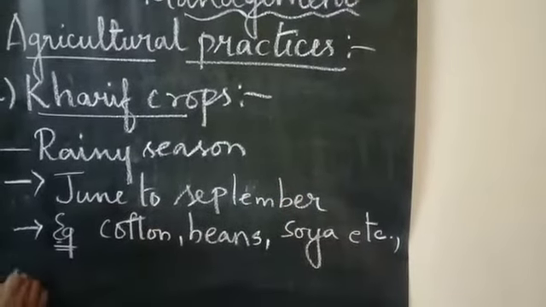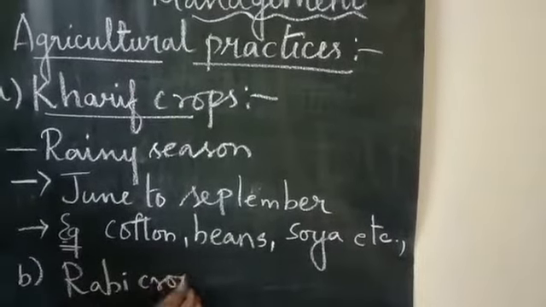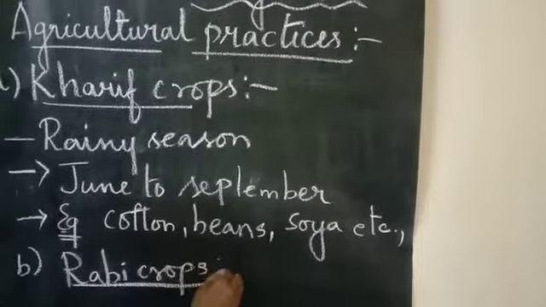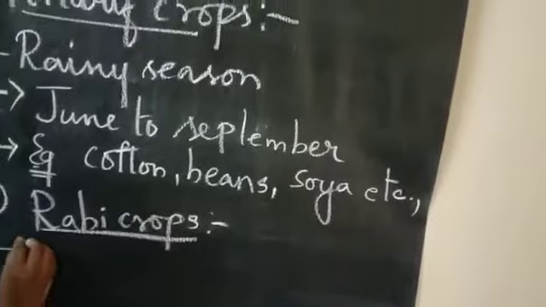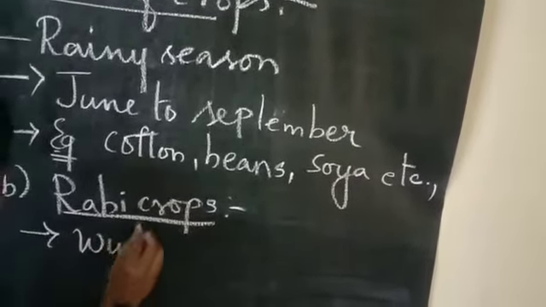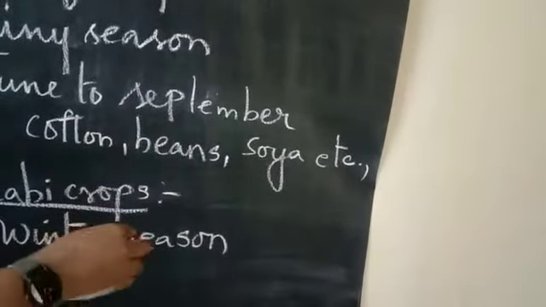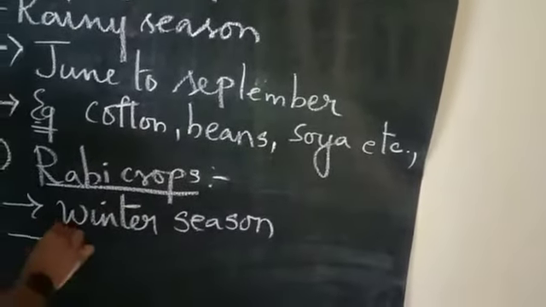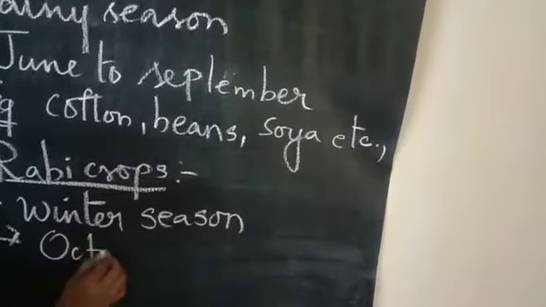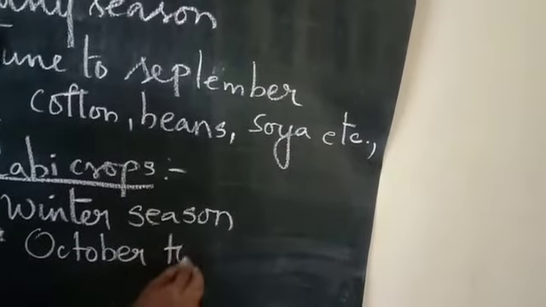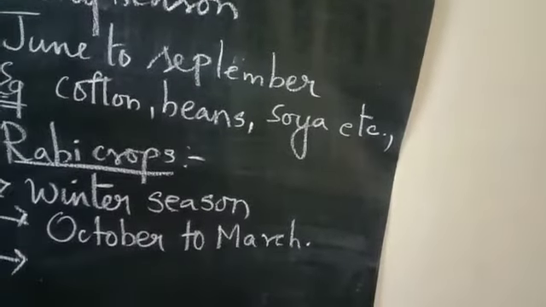And next, it is Rabi crops. Rabi crops are nothing but the crops which are grown during the winter season. The plants which are grown during winter season are called Rabi crops. And the months, if you calculate, start from October to March. Clear?